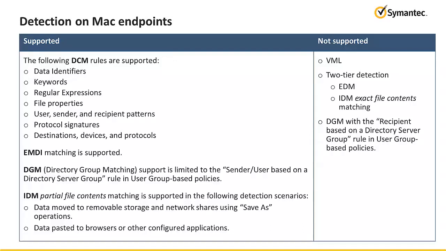IDM partial file content matching is supported in the following detection scenarios: where data is being moved to removable storage and network shares using save as operations, or when data is pasted to browsers or other configured applications. On Mac endpoints, VML and two-tier detection for EDM and IDM exact file content matching is not supported, along with DGM with the recipient based on a directory server group rule within user group-based policies.